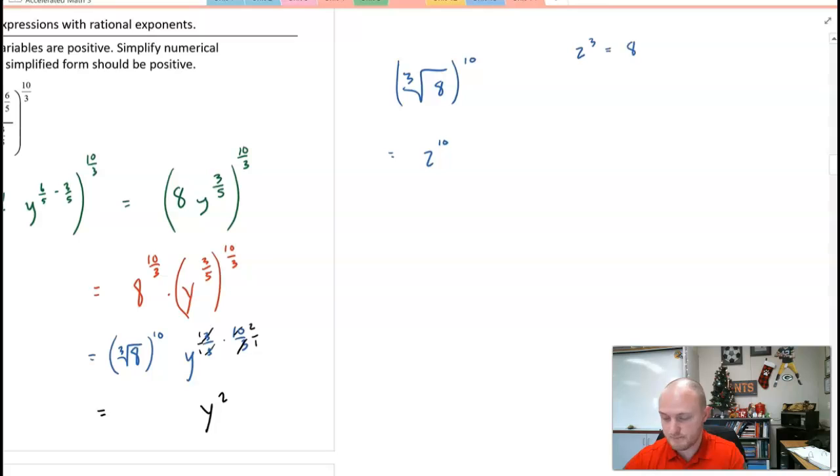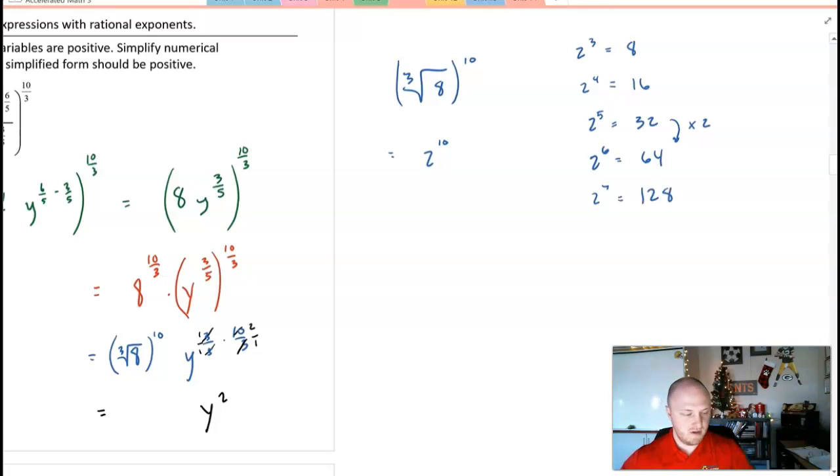2 to the 3rd, it's 8. 2 to the 4th, 16. 2 to the 5th, 32. 2 to the 6th, 64. And I hope what you know by now is that I'm just multiplying by 2 each time. So 2 to the 7th, 128. 2 to the 8th would give us 256. 2 to the 9th is going to give us 512. And 2 to the 10th is 1024.